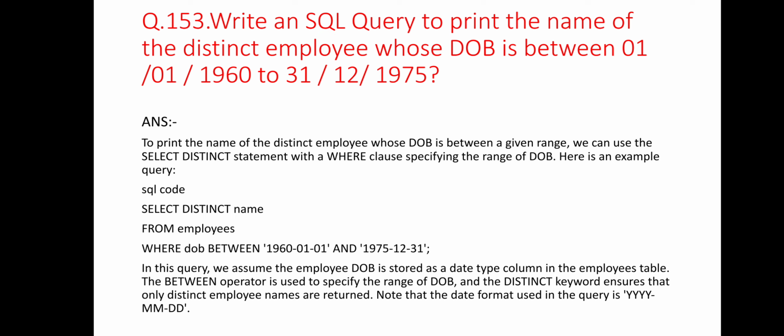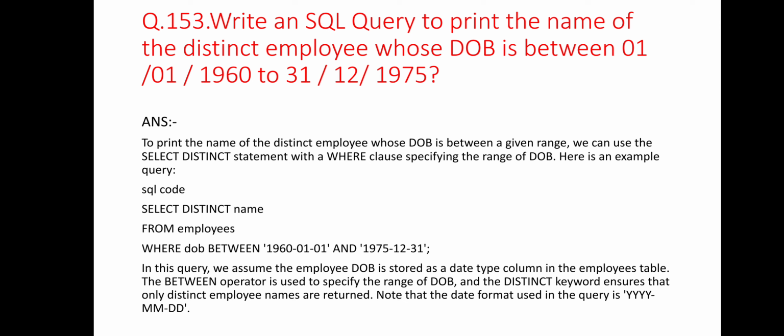Question number 153. Write an SQL query to print the names of distinct employees whose date of birth is between 01/01/1960 to 31/12/1975. To print the names of distinct employees whose date of birth is between a given range, we can use the SELECT DISTINCT statement with a WHERE clause specifying the range of DOB.